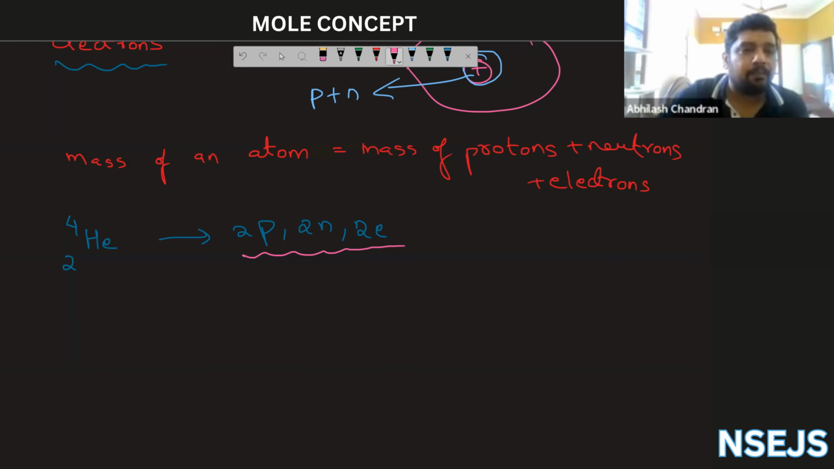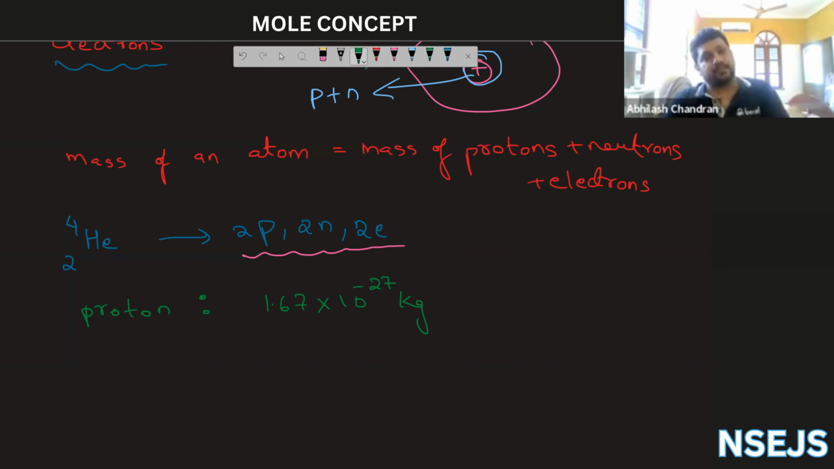So when I'm looking at a proton, to be honest, as well as your neutron, roughly has a mass of around 1.67 into 10 to the power minus 27 kg. Right? So this is roughly the mass of one proton. Similar is the mass of your neutron. Neutron is slightly heavier than your proton, but almost the same mass is what it has, right?